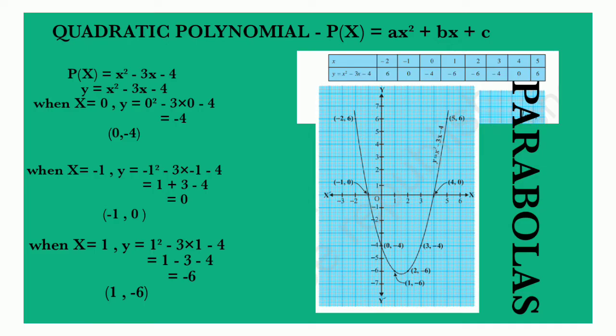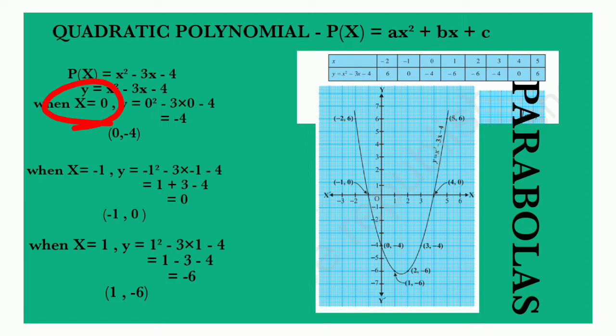Okay, now to discuss quadratic polynomial. What is the general form of quadratic polynomial? P of x equal to ax square plus bx plus c. So already you know there are two zeros in a quadratic polynomial. So how to find these two zeros by using graphical or geometrical representation? So let us discuss, as an example, P of x equal to x square minus 3x minus 4. So we have to take y equal to x square minus 3x minus 4. So I am taking x equal to 0, then what is the value of y?